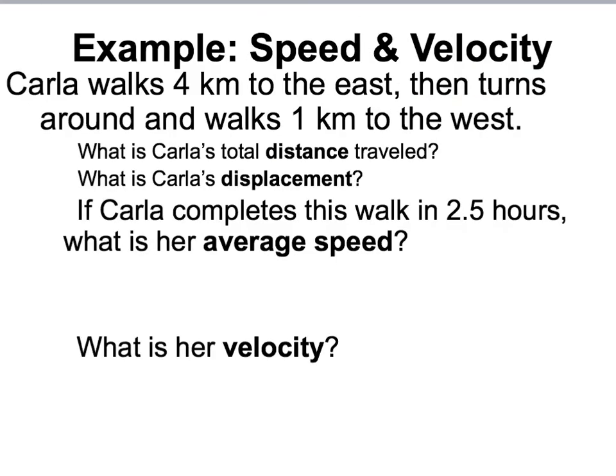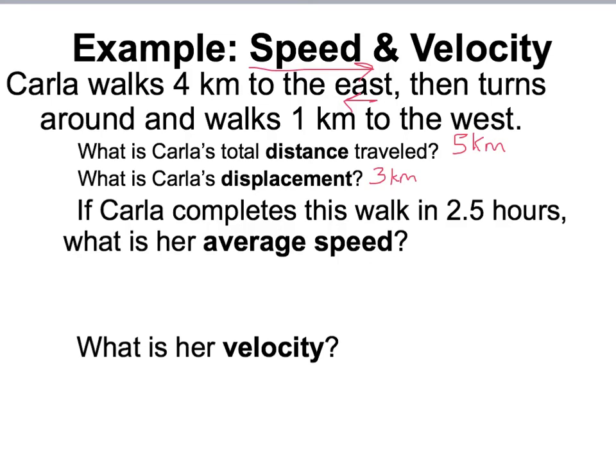Let's revisit our example with Carla. Remember, she walked 4 kilometers to the east and then 1 kilometer back to the west. This means that her total distance, since she walked 4 kilometers and then 1 kilometer, was 5 kilometers. But her displacement, since she kind of canceled out one of her kilometers to the east with the 1 kilometer to the west, is going to be 3 kilometers.